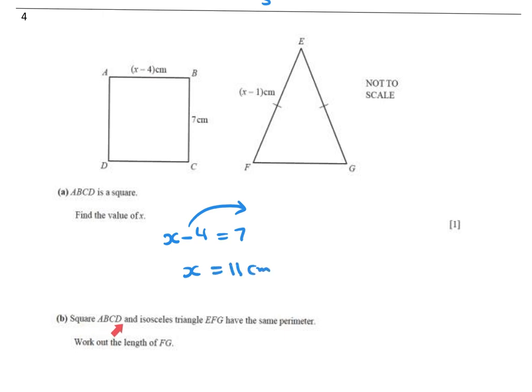Now square ABCD and the isosceles triangle EFG have the same perimeter. Work out FG. It's 8. How do you know? Sir, if they have the same perimeter, we multiply 7 by 4, so it's 28. So the perimeter for the square is 7 times 4, so 28. So same for the triangle? Yes, sir.